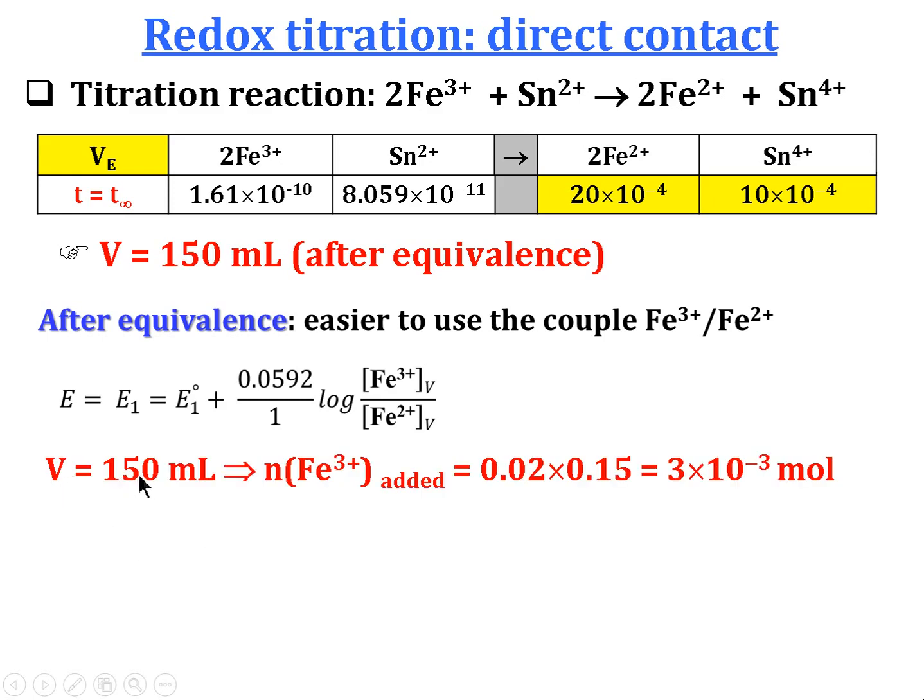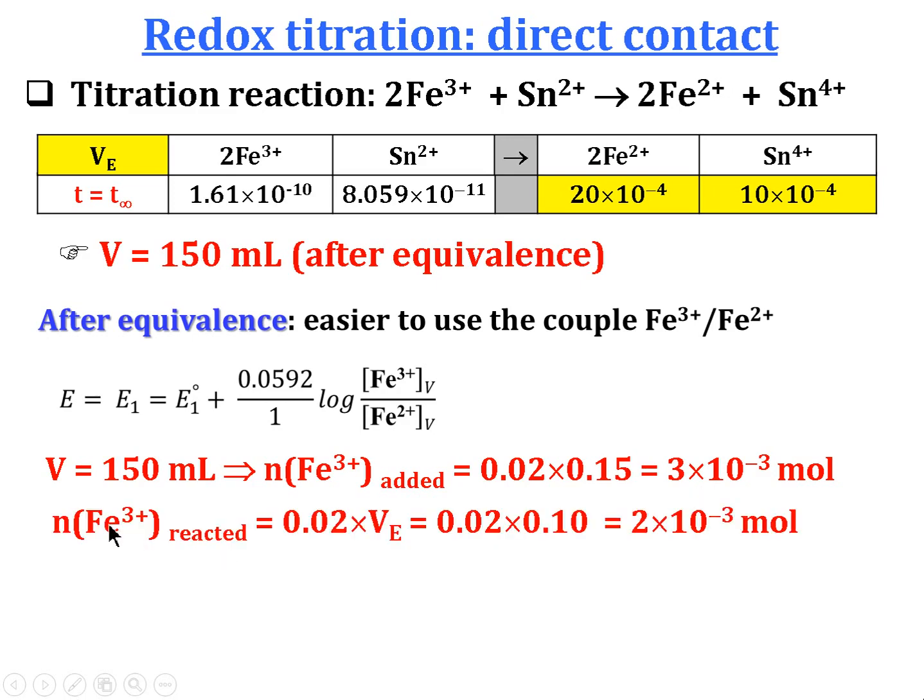So V equals 150 ml is divided into two parts. 100 ml of this volume is responsible for the complete transformation of Sn2+ initial by Fe3+ to Fe2+ and Sn4+, and we will have 50 ml in excess. So the number of moles of Fe3+ added is equal to the concentration of Fe3+ times the volume, equal to 3×10^-3 mole.